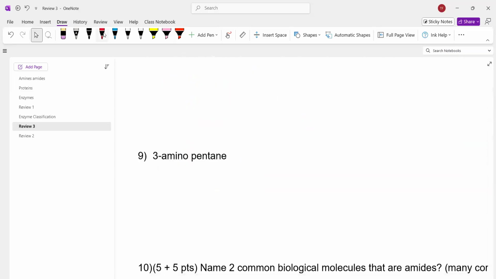Okay, so we've got 3-amino-pentane. So a backbone of 5. And we can start on either side of the pentane. Let's start on the left here. So it's 1, 2, 3. And there's no N,N in that, so it's just plain hydrogens off of it.